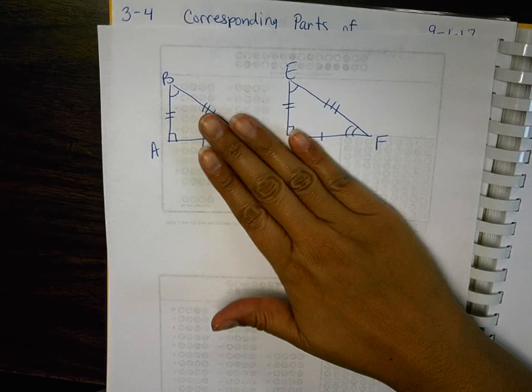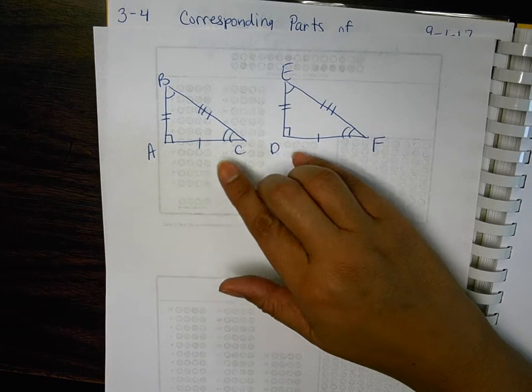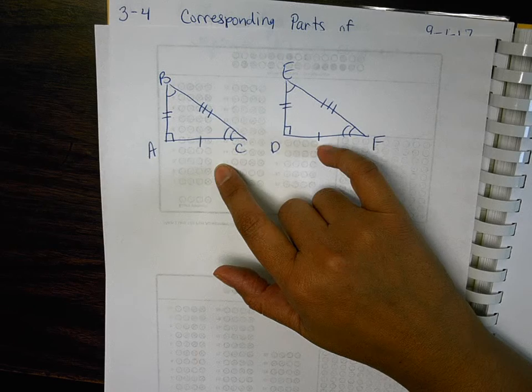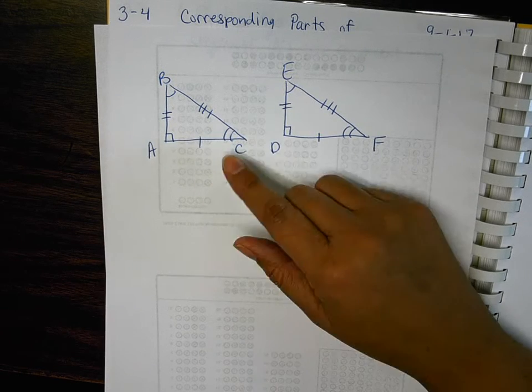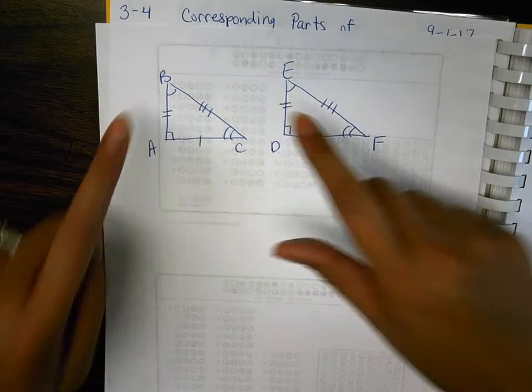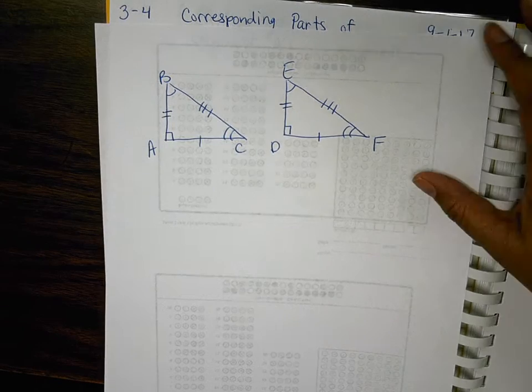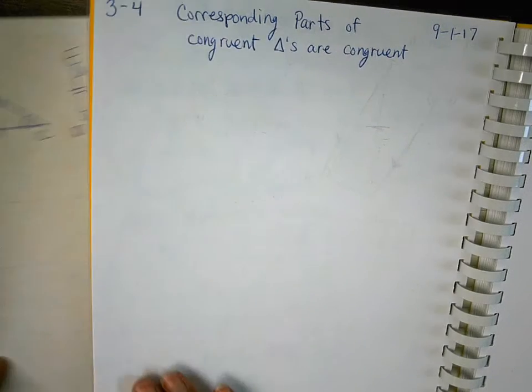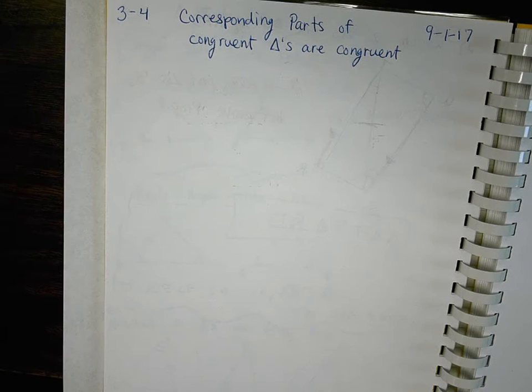All right, this is what we're using today. The fact that if two triangles are congruent, either they give it to us or we prove it, we can then say that individual pieces, individual parts are also congruent. Got it? And what was the reason? Corresponding parts of congruent triangles are congruent.